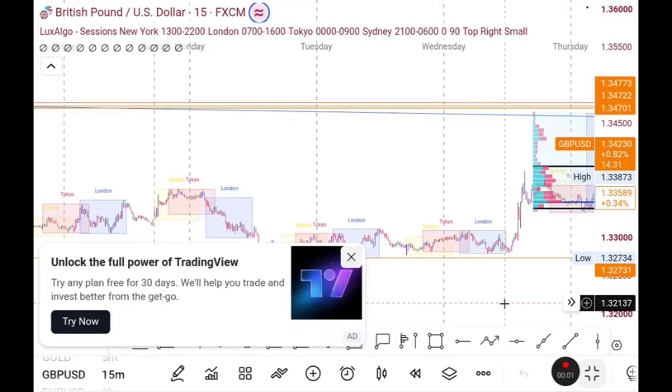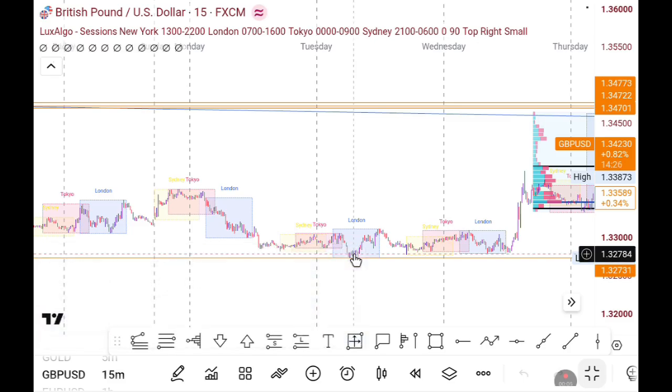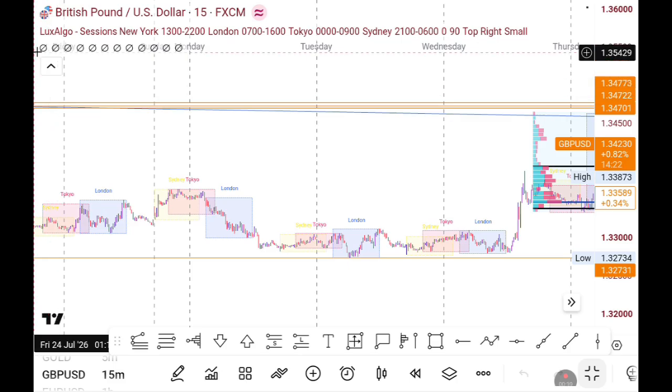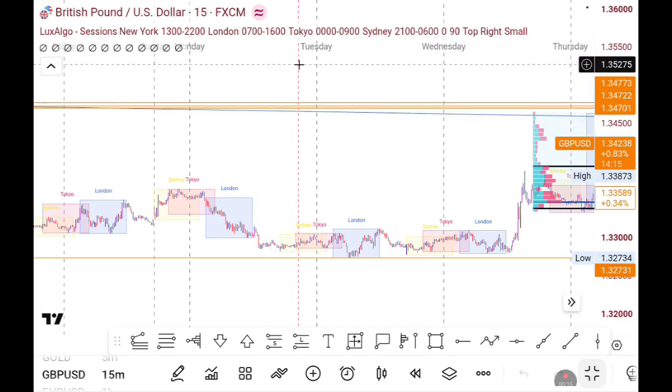Alright everyone, today is Friday and I decided to make a recap of how the ALA strategy played this week. If you are new to this strategy, the first thing you should have is the indicator Sessions by LuxAlgo. It's free. Make sure your time frame is 15 minutes and the pair is GBP/USD as usual.